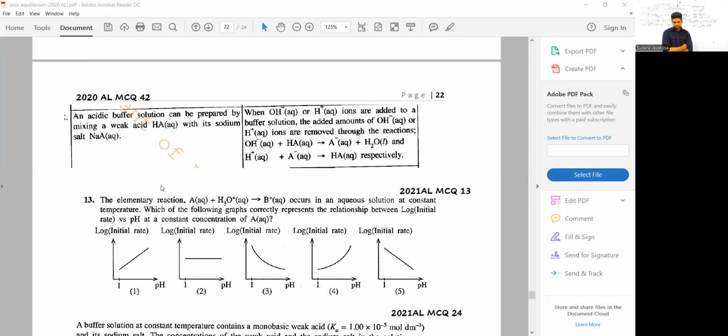An acidic buffer solution can be prepared by mixing a weak acid HA with its sodium salt. Yeah, you can prepare. That's true, because if it is a buffer, there should be both HA and A minus. So the first statement is true. What is the explanation of the first statement? Should be the buffer action, isn't it?